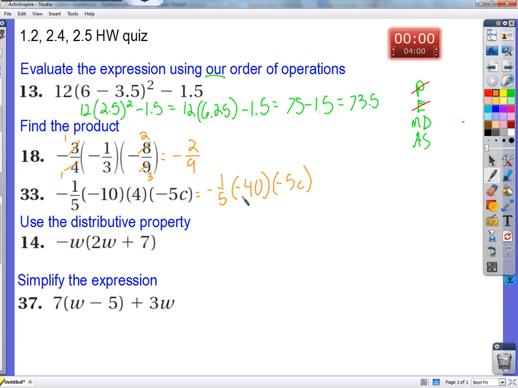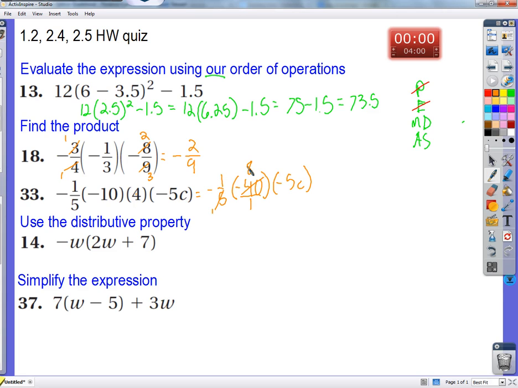Put a 1 underneath, put 40 over 1, and now it looks like we're multiplying fractions, which is what we're doing, okay? And now we have the same situation as over here. We could cross-cancel, right? We cancel 5 with 40. 5 and 40 have a common factor of 5. This is 1, so it becomes 8. Okay? So we multiply 1 by 1.